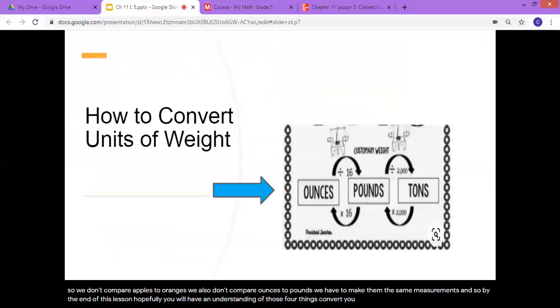How to convert units of weight. So we're going to get into the method of conversion. When we convert ounces to pounds, we're either going to divide or multiply by 16 because, let me back up, 16 ounces equals 1 pound. 1 pound equals 16 ounces. 2,000 pounds equals 1 ton. 1 ton equals 2,000 pounds.